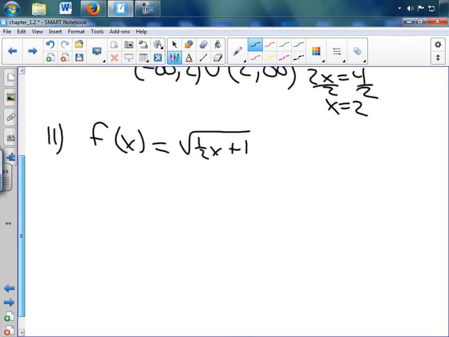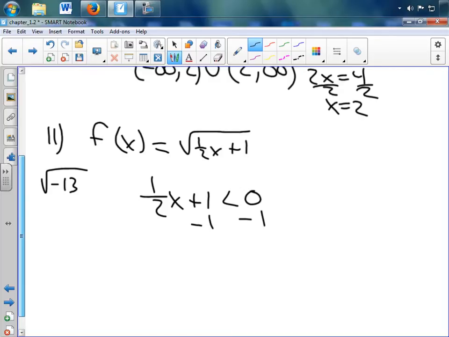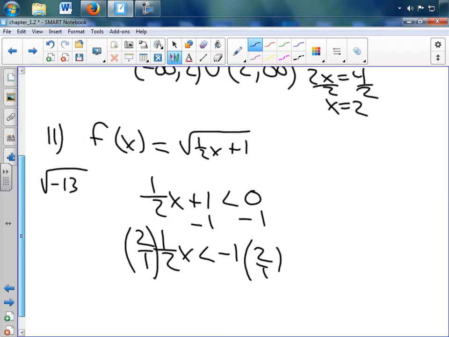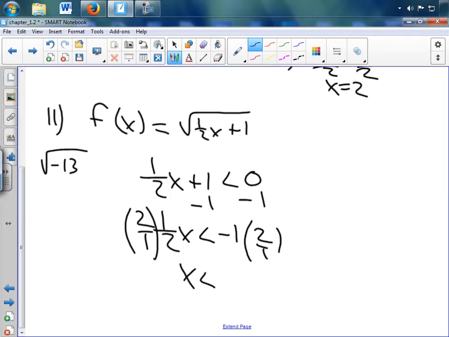Now the other time where you have to restrict your domain or you're going to have problems is in a radical, because remember, we're not going to be taking the square root of negatives. So whenever your radicand goes negative, that's bad. The way I do it is I set it up to be less than 0, because that's a negative number. So then I subtract 1. 1/2 x is less than negative 1. Multiply by the reciprocal. So x is less than negative 2.